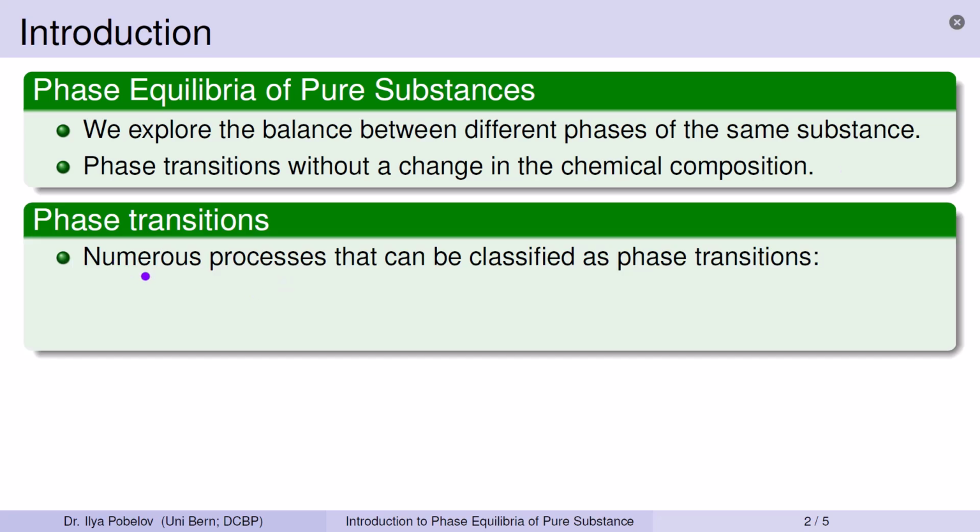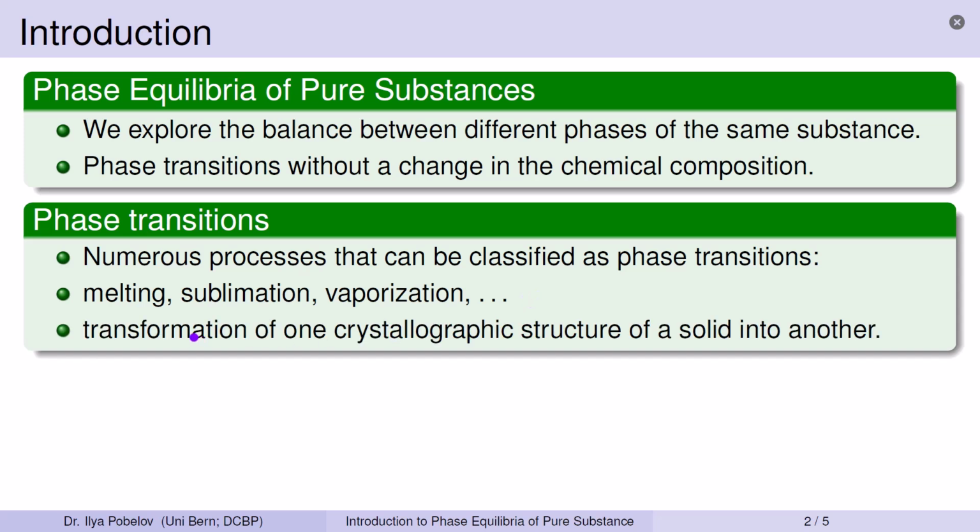There are numerous processes that can be classified as phase transitions, such as melting, sublimation, vaporization, and the transformation of one crystallographic structure of a substance in the solid state into another one, among others. But why and how do these transitions occur? What is fascinating is that these transitions are guided by a simple principle.